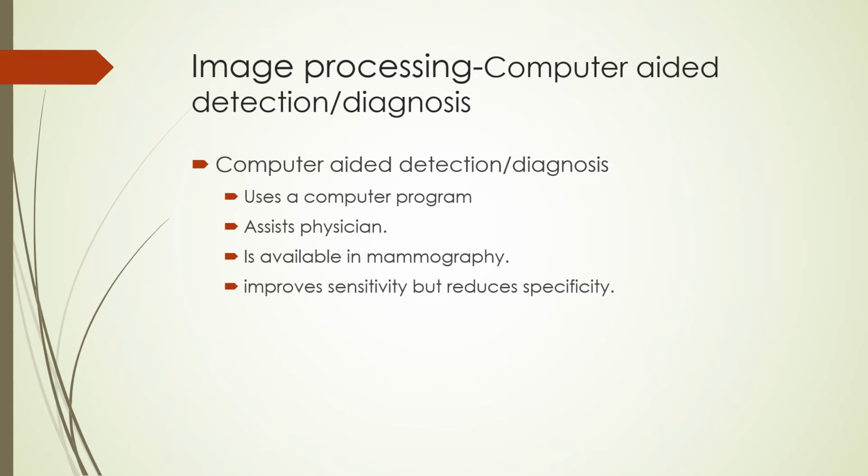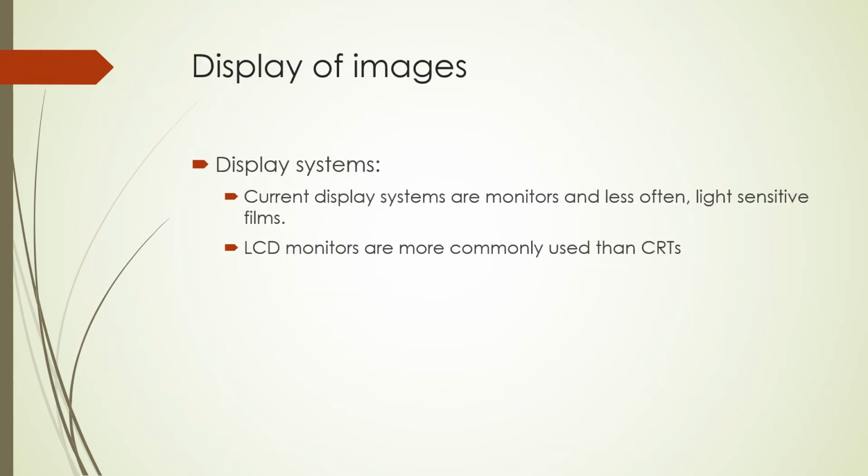It is available in mammography to assist in locating structures suggestive of masses and calcifications. It can improve sensitivity, but that leads to reduced specificity. We will talk more about sensitivity and specificity in the next lecture. On the next few slides, we are going to learn about how medical images are displayed.